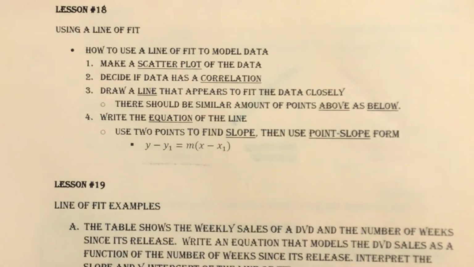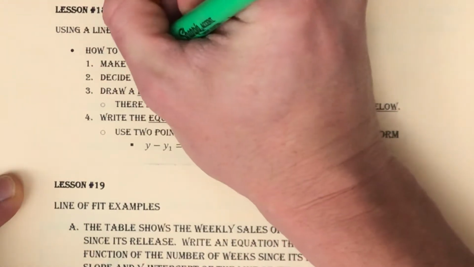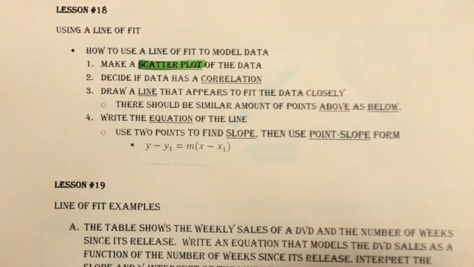So when it comes to using a line of fit, specifically to model this data, the first thing we have to do is make a scatter plot of the data. We learned how to do that in lesson 17. Sometimes they'll even give you the scatter plot already, but you need to make that scatter plot. And typically our scatter plots, as we talked about, are quadrant 1 graphs, so make sure that you're using an appropriate graph when you do that.